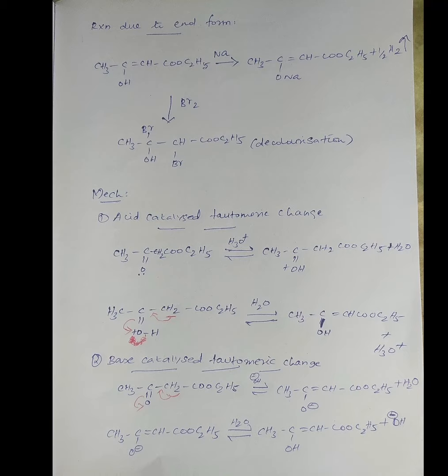In the next step, the formed anion reacts with water. The water donates a proton to O minus, so the O minus converts to OH, and again the OH minus, the base catalyst, is regenerated. So in both these reactions, keto form is converted to enol form in the presence of acid or base as the catalyst. Thank you.